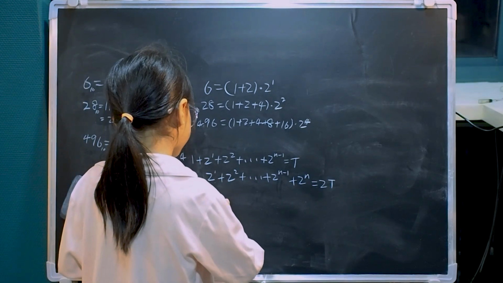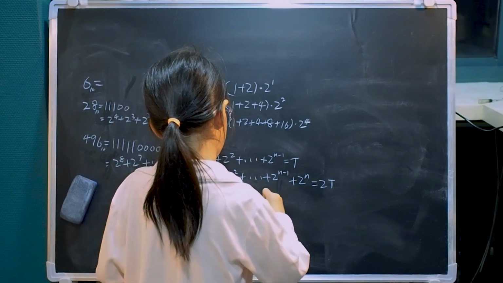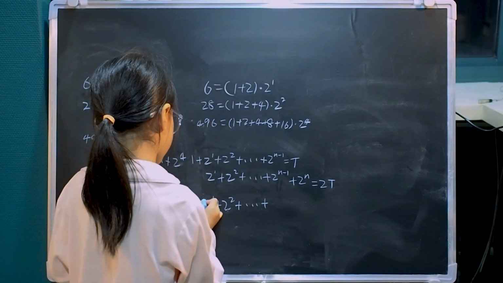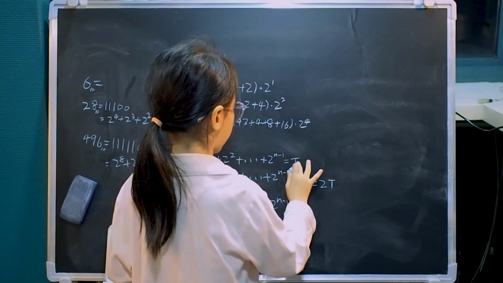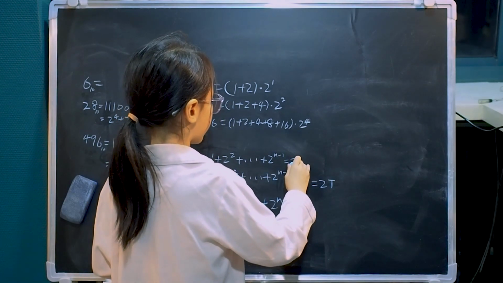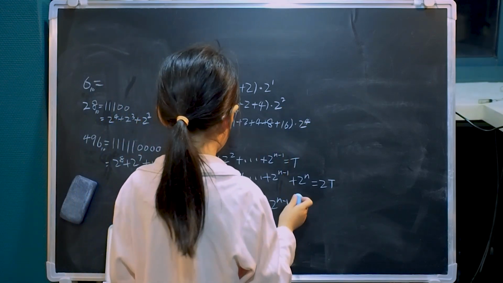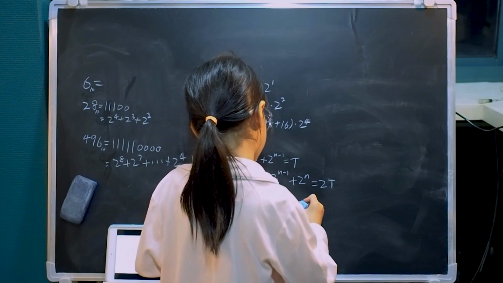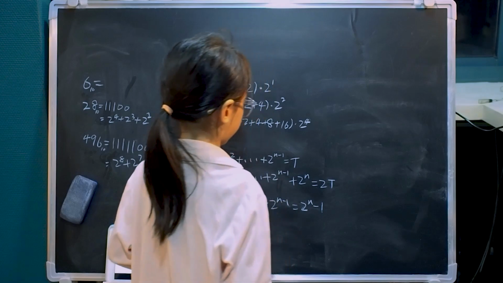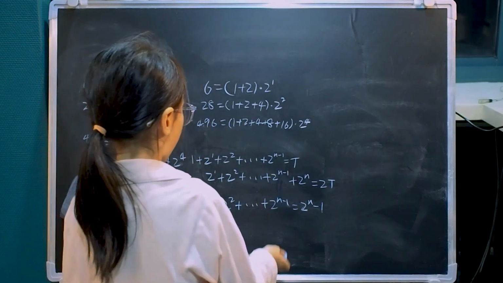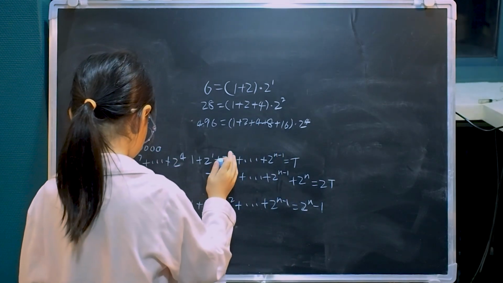So we have 2 to the 1 plus 2 to the 2 plus ... plus 2 to the n minus 1 on the first one, so we can substitute t with 2 to the n minus 1. So this is equal to 2 to the n minus 1. Okay, so we got that. So actually we can change it.